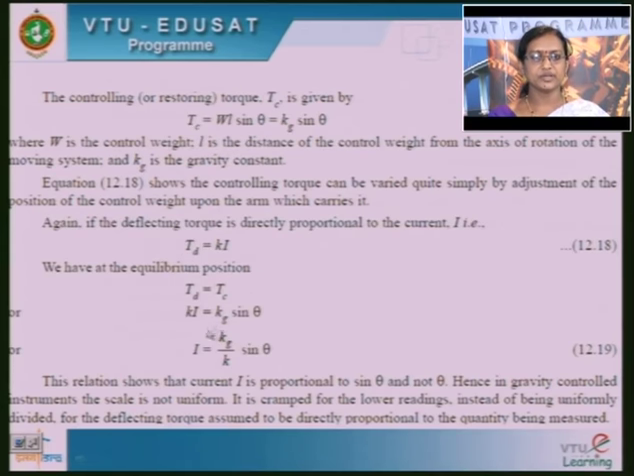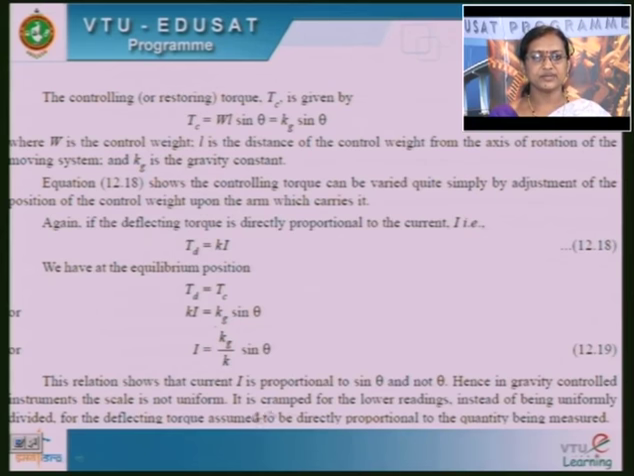Under equilibrium condition, when we equate these, the current I is equal to Kg divided by K. So now you observe that I is directly proportional to the sine of the deflection angle. Current I is proportional to sin theta, not theta, in case of gravity control. But in case of spring control, I is directly proportional to theta.